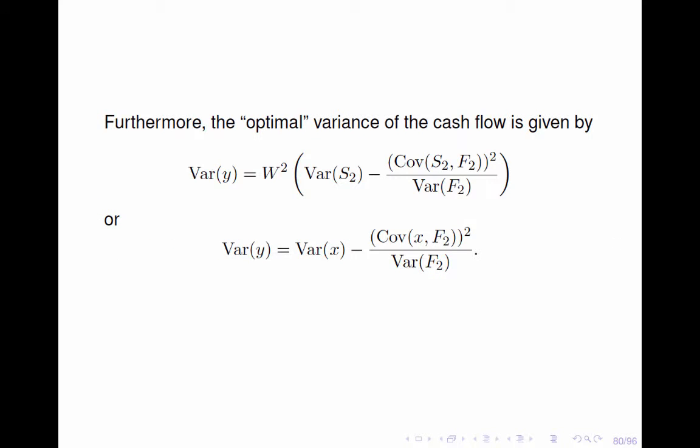Furthermore, by substituting the optimal beta into the expression of the variance of Y, we get the following optimal variance of the hedged cash flow. This can be alternatively expressed in terms of X and F2, where X is the cash flow of the original obligation without hedge. Note that, since the ratio of the square of the covariance between X and F2 and the variance of F2 is positive, we conclude that the variance of Y is less than the variance of X. That is, the hedge reduces the variance of the cash flow and hence the risk.